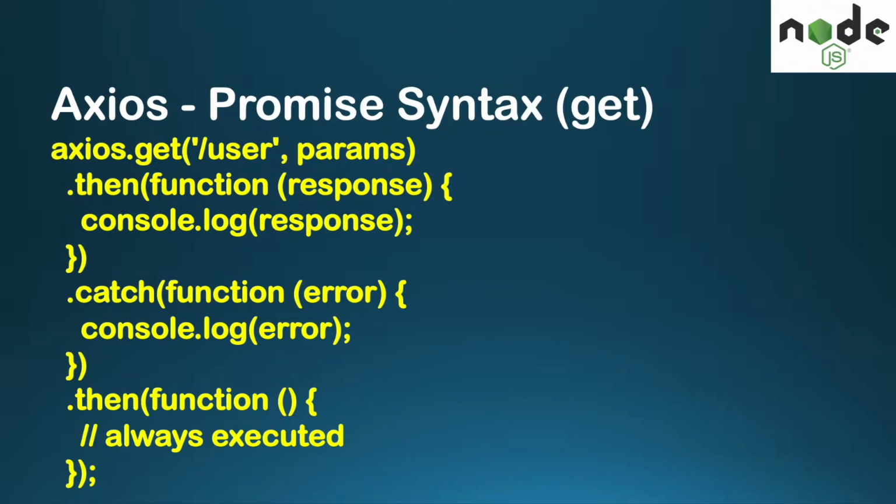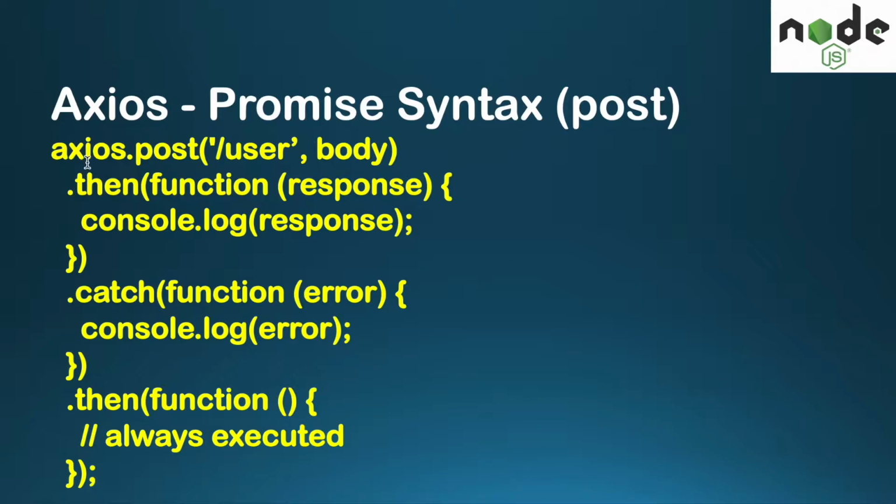Axios is a promise-based client. So how do we use it? axios.get('/user', params), then .then. So the typical promise syntax is .then, and then there is a .catch. If there is an error, it will go into the catch, otherwise it will go into the then, and the response that we get from the HTTP client will come in the response and we can just log it. Similarly, if there is an error, it will come in the error. And typically, if we want to do something after it, we use .finally, which will always get executed. So this is the typical syntax.